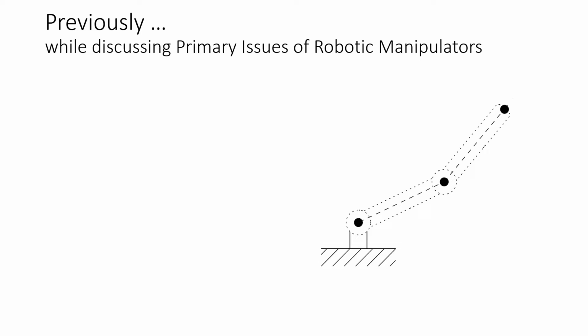In one of the earlier lectures on primary issues of robotic manipulators, we discussed a two-link manipulator in detail. And in that, if you recall, we discussed how this point at the end effector is positioned and oriented corresponding to some base frame over here. So in that context, we identified two types of expressions, one corresponding to position of the end effector and the other corresponding to orientation.